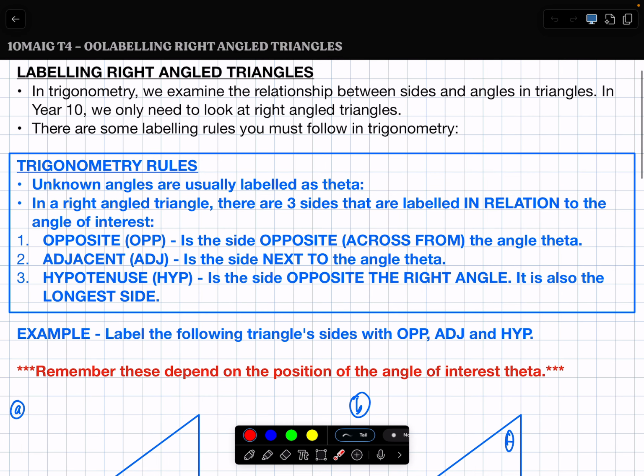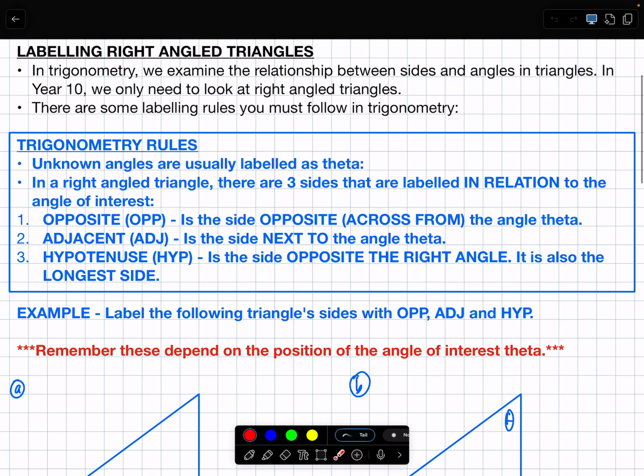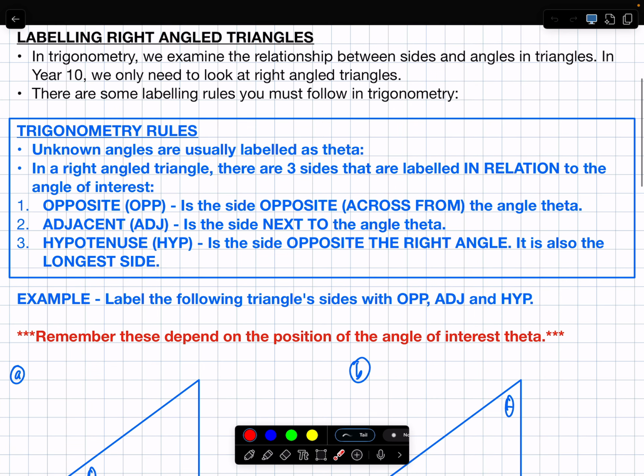The reason we need to do that is because in trigonometry, we examine the relationship between sides and angles in triangles. In year 10, we only need to look at right-angled triangles. If you're doing 10A with me, we look at non-right-angled triangles, but for straight year 10, we're only doing right-angled triangles. So there are some labeling rules you must follow in trigonometry.